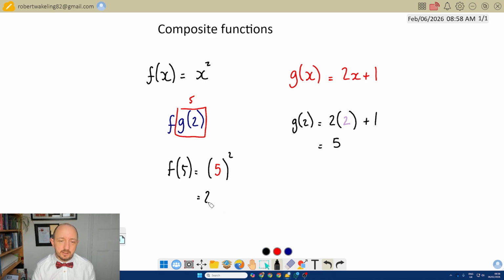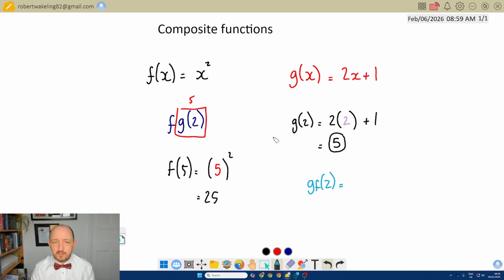This is 25. So we did the inner function first, the g, and then we took the result of that, which was the 5, and we put that into the outer function, which is the f, the one that's furthest away from the brackets. And the order of these things matters. So if I do the other way round, let's do gf of 2, then we won't necessarily get the same answer.